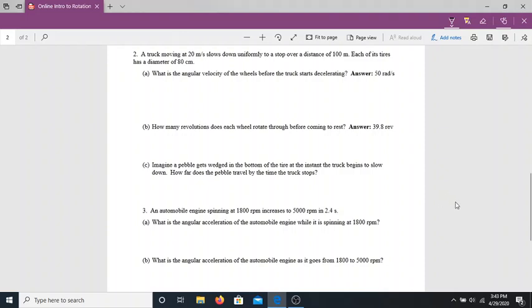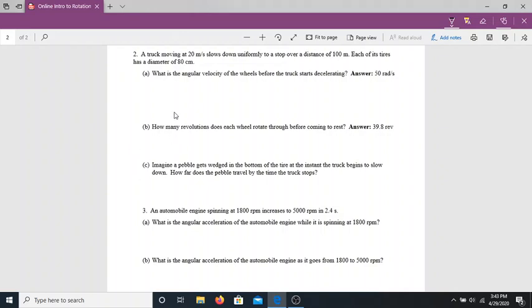This is part 2 of the video talking about the intro to rotational kinematics. This particular section is going to focus more on practicing the problems. So, what I would like you to do is we're going to talk about A here, and then I'm going to let you work through B, and then we'll talk about C together.